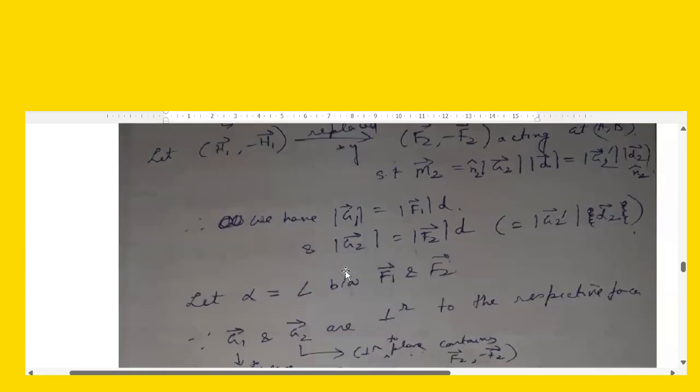What are G1 and G2? G1 is the moment of the couple, that is the couple itself. We are getting the moment of the couple. Now, what is the moment vector? Moment vector is always perpendicular to the plane constituting the forces. Okay. So G1 is perpendicular to F1. Likewise, G2 is perpendicular to F2, right?